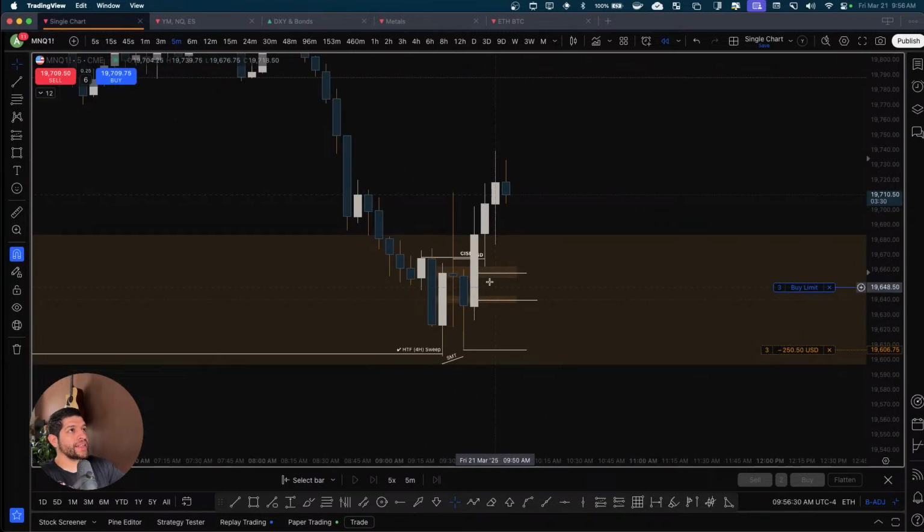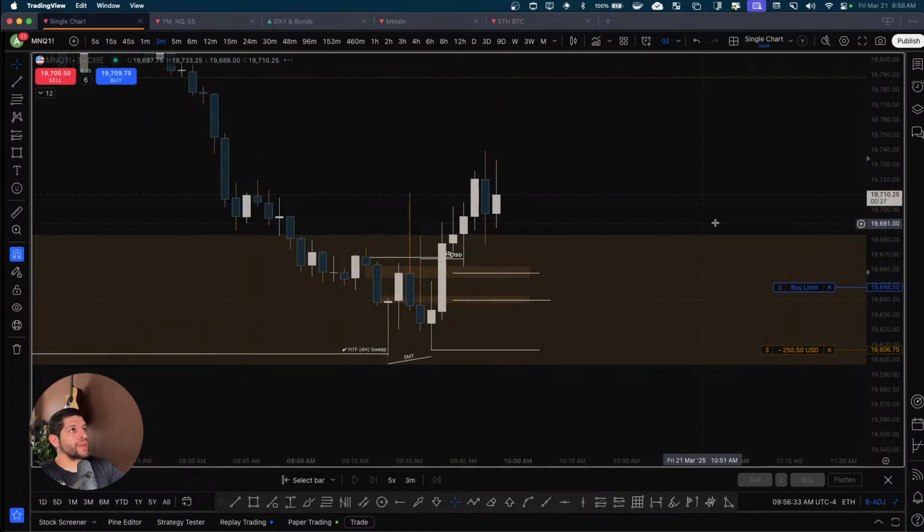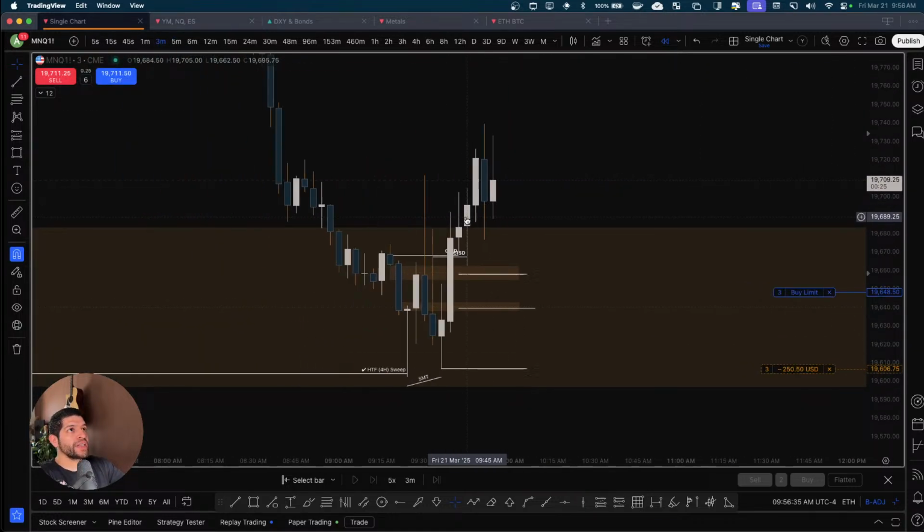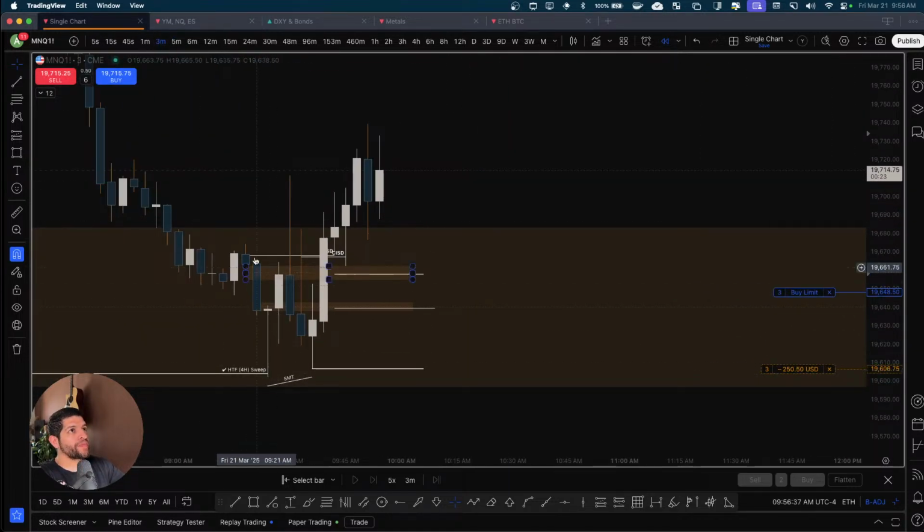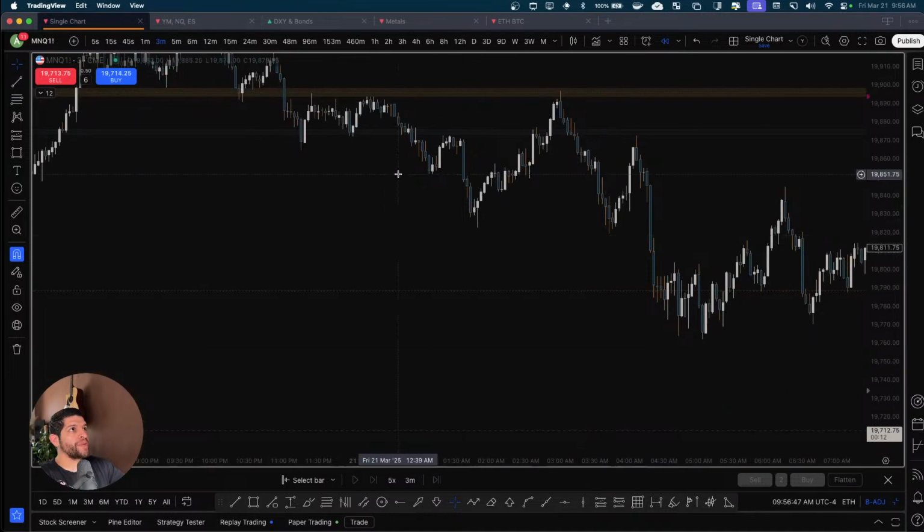But this model is playing out. Everything is there that I want to see. High time frame sweep inside of a high time frame imbalance, SMT, CISD, right? And now we're just waiting to get filled. We wouldn't chase this.